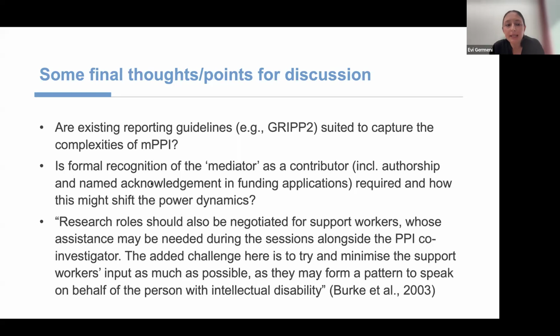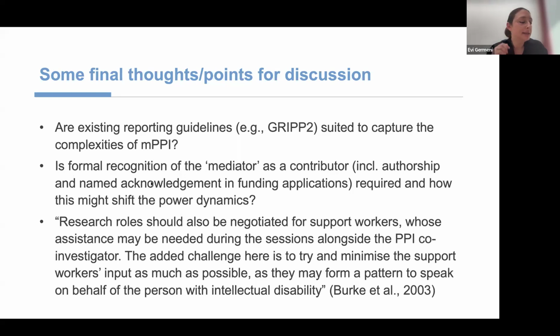It has been suggested in the literature that research roles should also be negotiated for support workers working with people with intellectual disabilities, because their assistance may be needed during the PPI sessions. But the added challenge here is to try and minimize the support workers' input as much as possible, as they may form a pattern to speak on behalf of the person with intellectual disability.